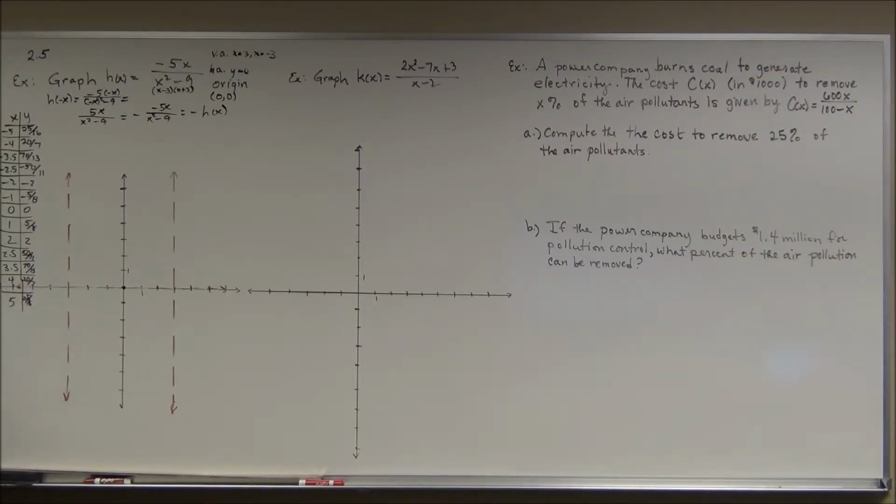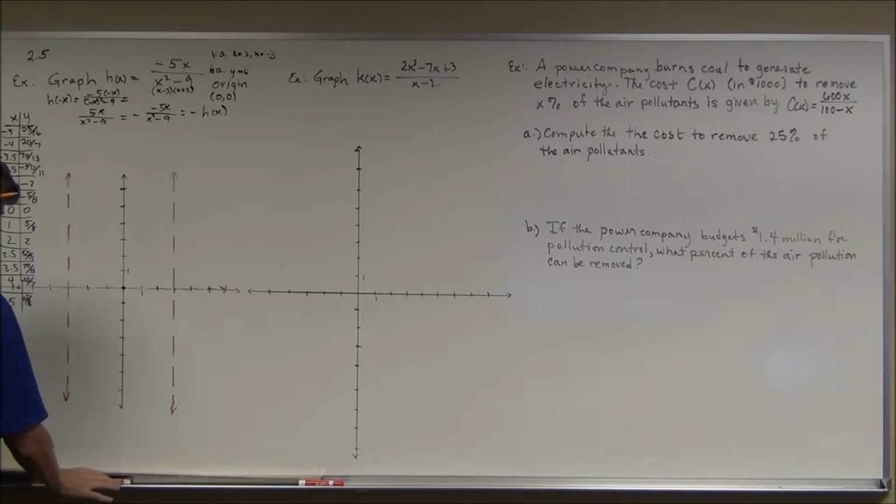Now, I picked these points equally distant from the origin so that I could use the symmetry and not have to spend forever plugging in values. So I'm going to graph from here to here, and then I'm going to use that pattern that I have to figure out exactly what's going on to the right of the origin. So let's plot some points now.